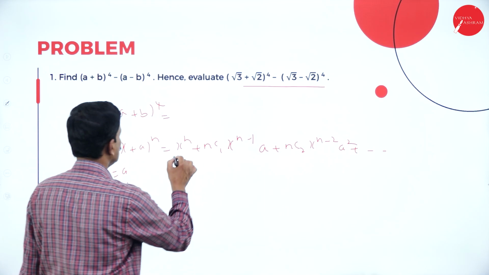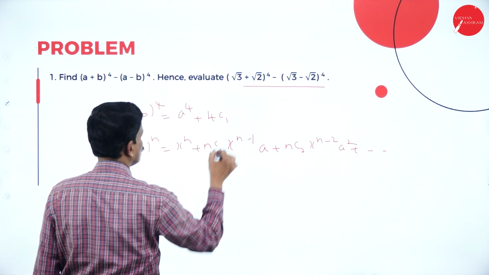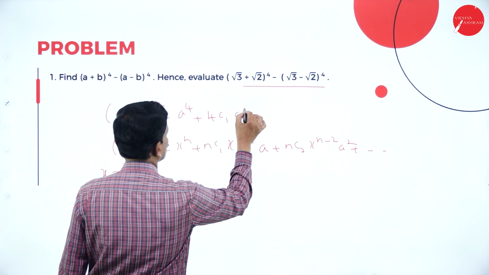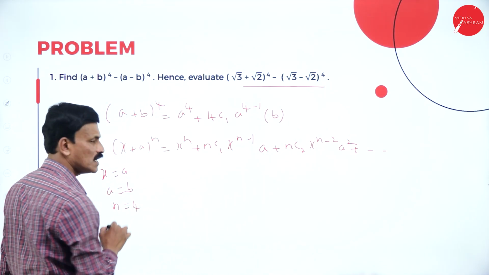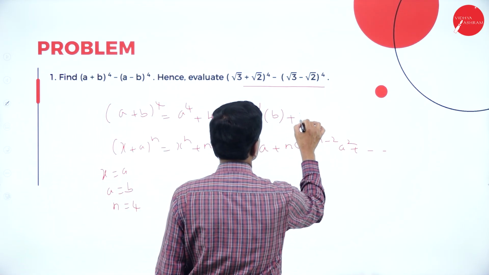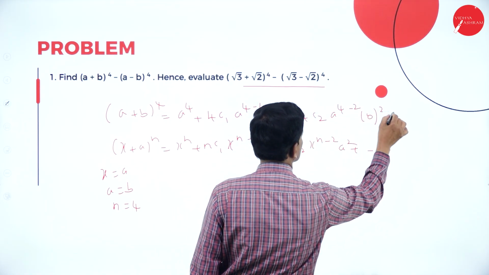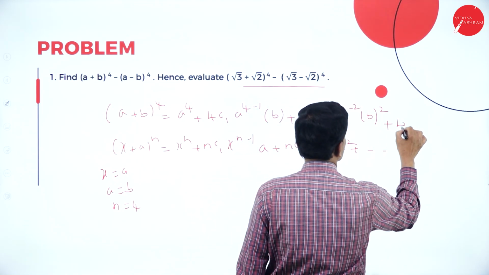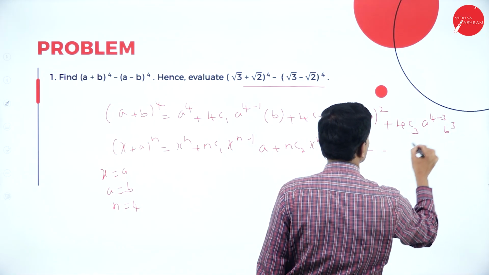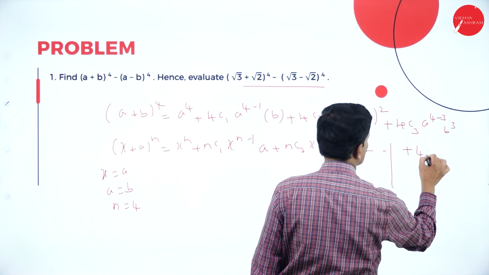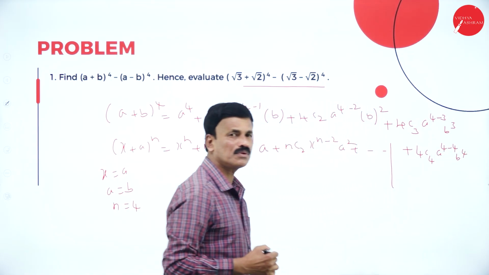Here the value of x is equal to a and the value of a is equal to b and n is equal to 4. x raised to n, that is nothing but a to the power of 4, plus 4C1 a to the power of 4 minus 1 into b, plus the next term is 4C2 a to the power of 4 minus 2 into b square, plus the next term is 4C3 a to the power of 4 minus 3 into b cube, plus the last term is 4C4 a to the power of 4 minus 4 into b to the power of 4.